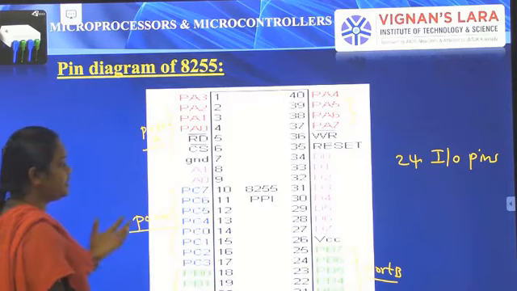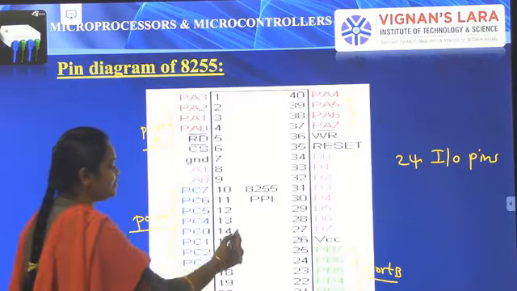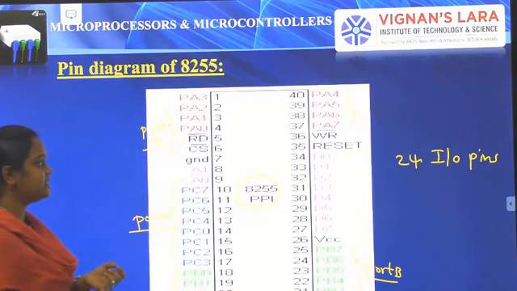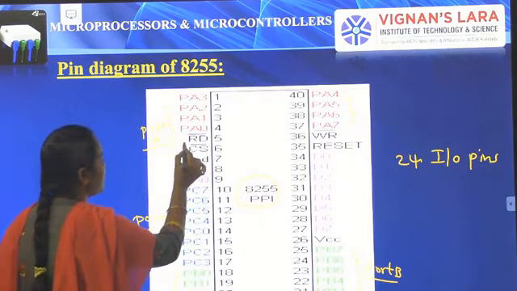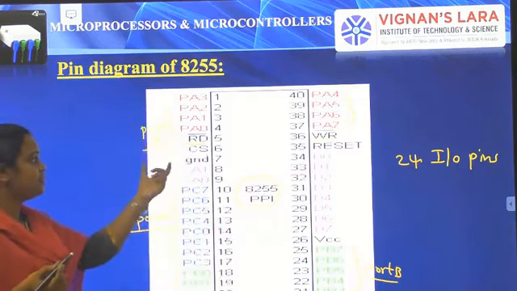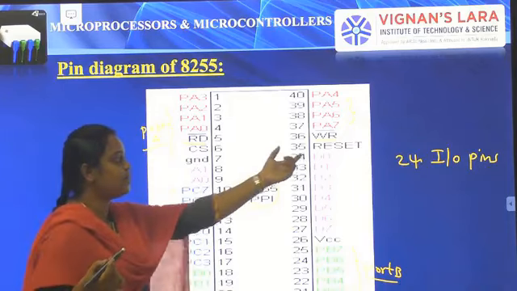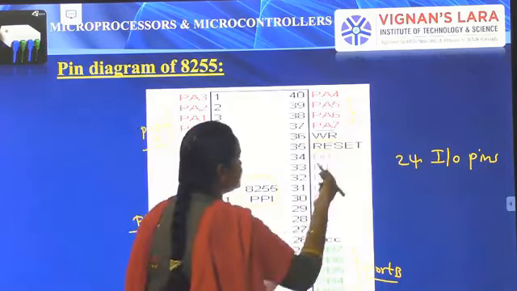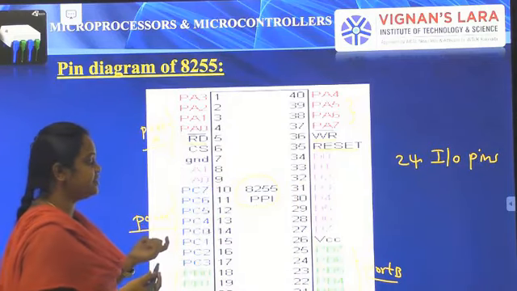It is a 40 pin IC. The 8255 is a 40 pin dual in-line package IC. We have read bar at the 5th pin and write bar at the 36th pin. For the read operation we have RD, and for the write operation we have WR. To reset the registers, we have a reset pin at the 35th pin.